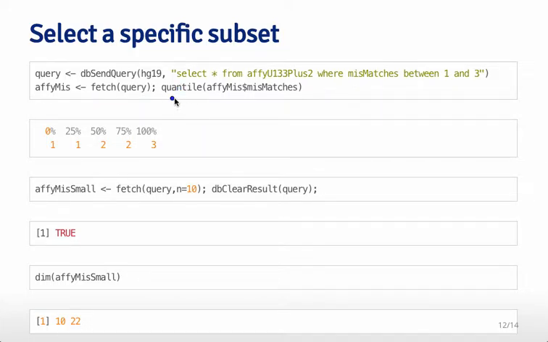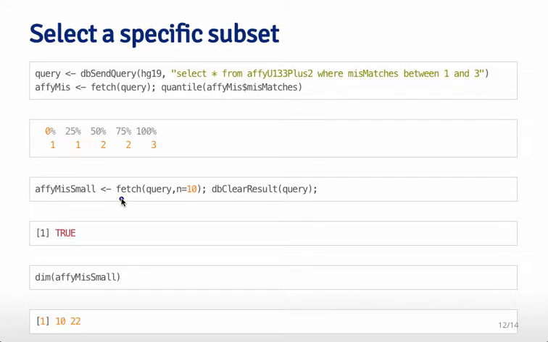So if we look, say, at the quantiles of the mismatches, remember we selected the mismatches between 1 and 3, and you can see that the quantiles reflect that we only have data for which the mismatches are between 1 and 3. The other thing that you can do is you can actually just fetch. Remember, when you use the send query command, it sent it to the database, but it didn't try to suck the data back to your personal computer yet.